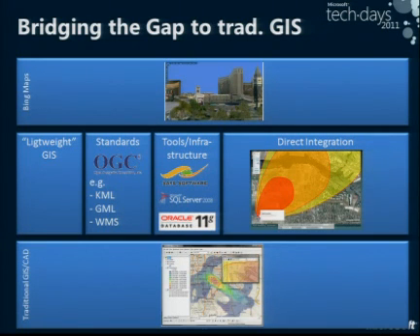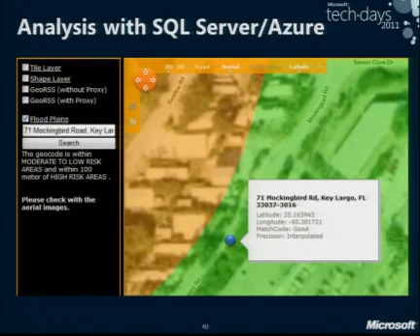We can use common standards that are defined by organizations like the Open Geospatial Consortium, of which Microsoft is a principal member. We can use tools and infrastructure components to work against the same backend components, or we can do direct integrations. And this is one of the things that we once did for an insurance company. So we wanted to find out an aggregated risk.